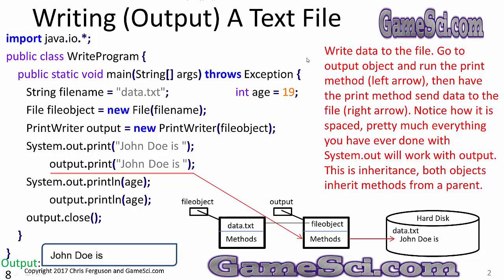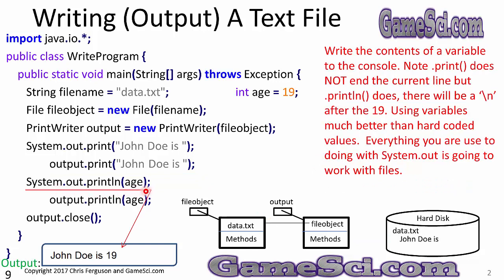Let's write data to the file. Go to the output object and run the print method. That's this left arrow shown here. Then have the print method send the data to the file. That's the right arrow shown here. Notice how it's spaced. Pretty much everything you've ever done with System.out will work with this output object. This is inheritance. Both objects inherit the methods from the parent, so both objects, System.out and output, behave the same.